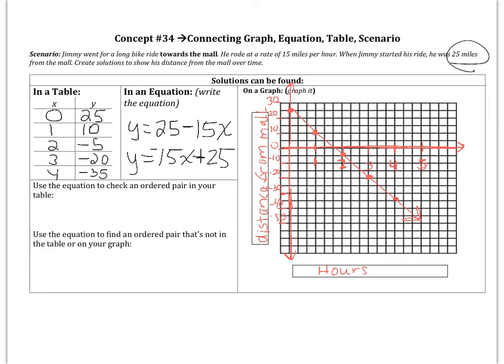So sometimes you have to spread it out, sometimes you have to count your axes by different numbers. Okay, go ahead now and answer these two questions on your own. Use the equation to check an ordered pair in your table, and then use the equation to find an ordered pair that's not in the table on your graph. Stop the video and do that.